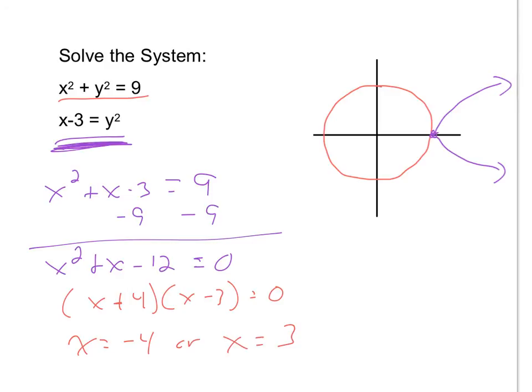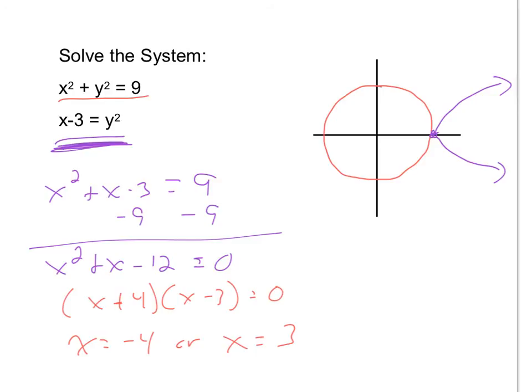We're not quite done. We need to take these answers and plug them back into one of my equations for x. In order to solve for y, it would probably be easier to plug them into this second equation because it's just a little bit simpler. So I'm going to take my x equals negative 4 and plug it back in up top there.